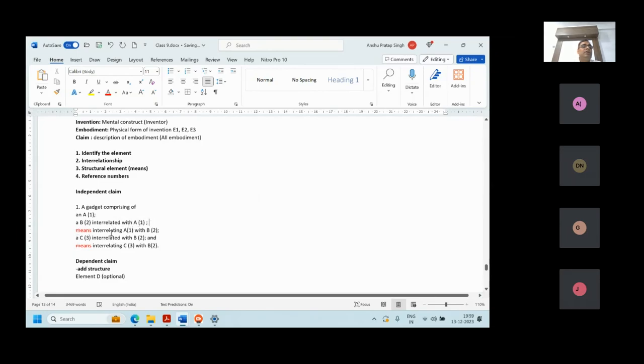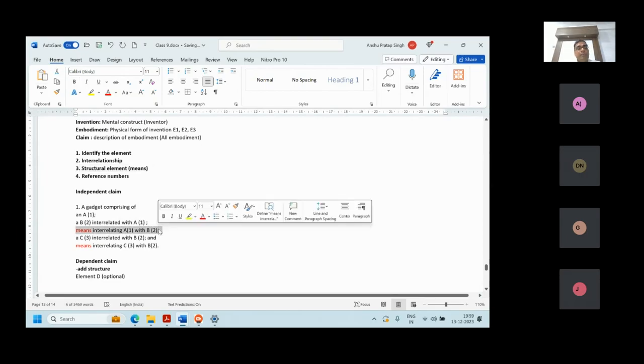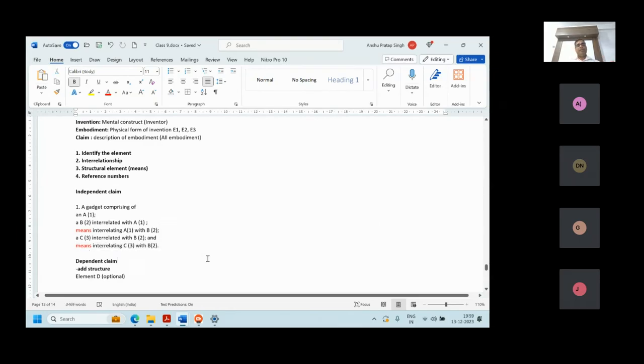Okay? Interrelated with, and more important, suppose you have this, you are saying how the interrelations are, then you are saying interrelated with A1. The element which is connecting B and A will come here, meaning interrelating A1 with B2. C3 means interrelating C3 with B2. This is our task. So this is like this, A, B, C. In between A and C, there is some means by which they are connected. Okay.